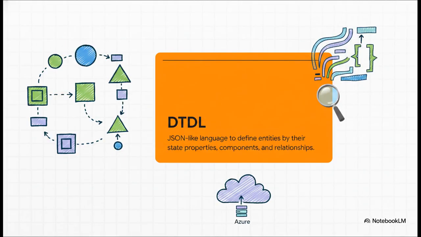But it turns out that to actually write out this model and describe your business environment to the cloud, you need a specialized vocabulary. And that's exactly where DTDL comes in, the Digital Twins Definition Language. It's basically a JSON-like language used to tell Azure exactly what entities exist in your space, what their state properties are, and perhaps most importantly, how they all relate to each other.